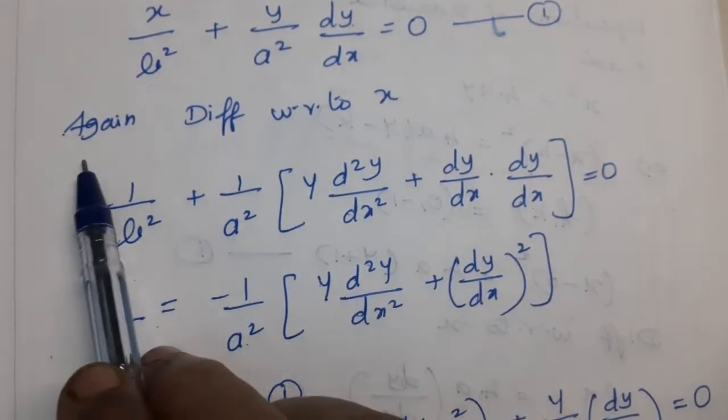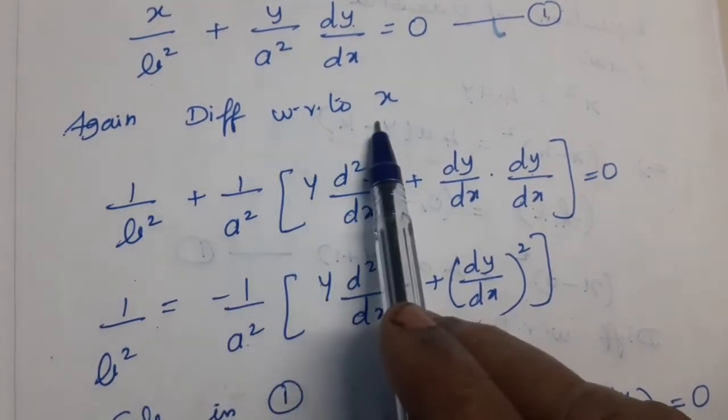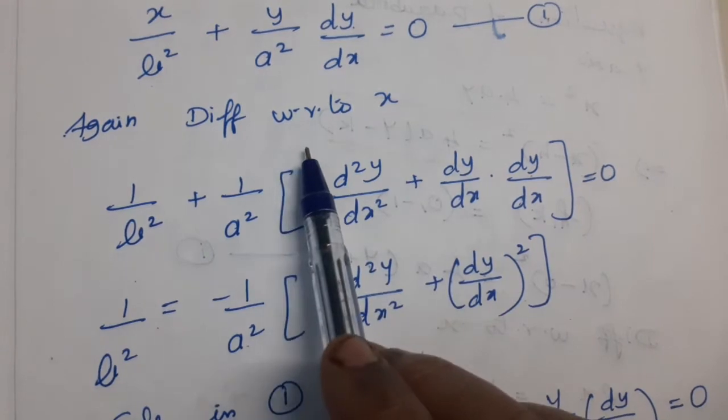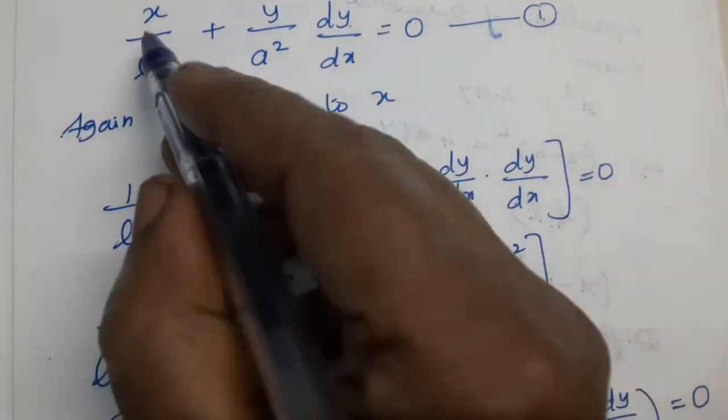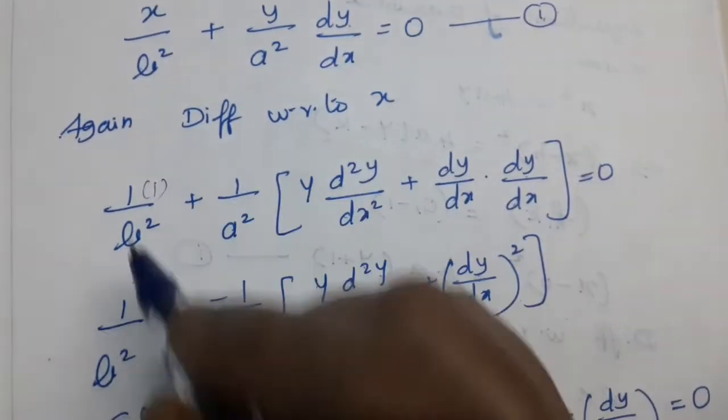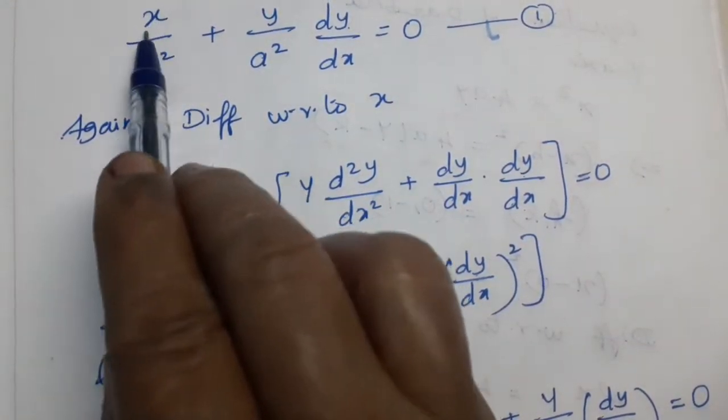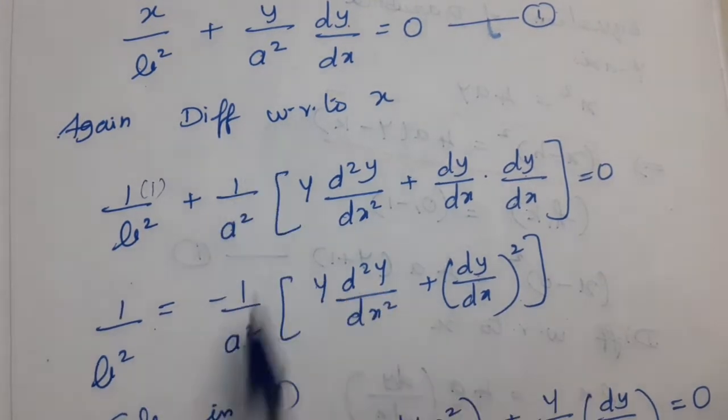Again differentiate with respect to x for the second order derivative. 1 by b square, since x differentiates to 1, so 1 by b square into 1.